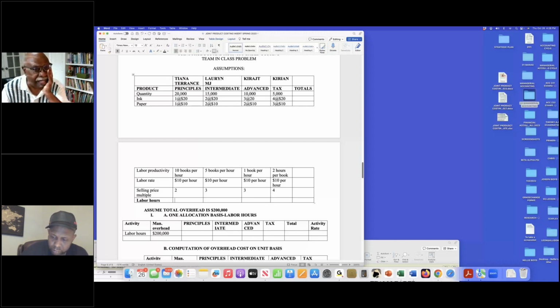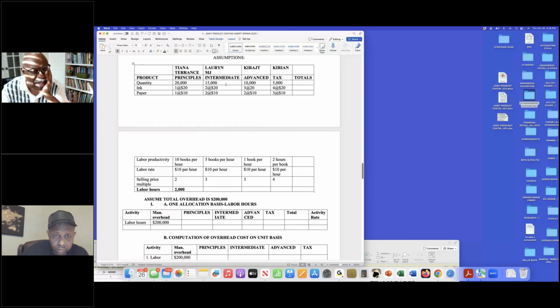How many intermediate hours do we need? We have to make 15,000. You can make 5 books per hour. Yes, you divide. That means 3,000. 15,000 divided by 5 is 3,000.